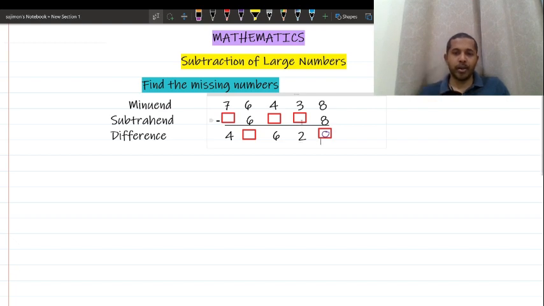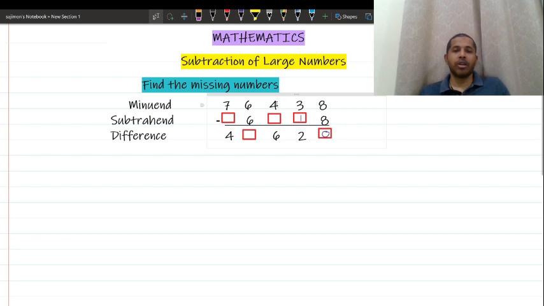So what number comes at this place? Our answer is 1, because if you subtract 1 from 3, only then do we get 2 here. Now we are moving to the next place, that is the hundreds place. Dash minus, no, 4 minus dash is equal to 6.